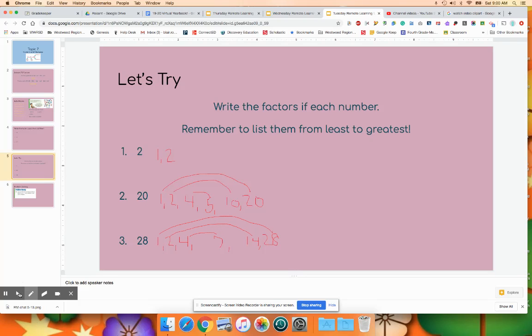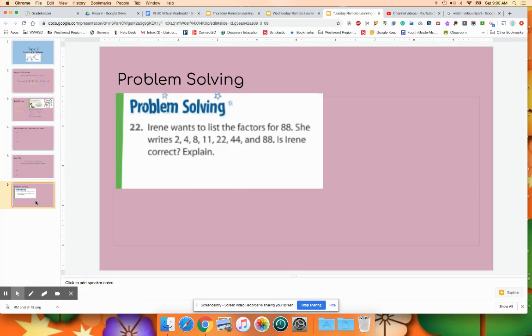Okay? I think we're going to look at one problem solving. Irene wants to list the factors for 88. She writes 2, 4, 8, 11, 22, 44, 88. Is she correct? She looks pretty good, but she forgot one thing. If you were going to think of factor pairs, I know 2 times 44 gives me 88, 4 times 22, 8 times 11. But where's 88's partner? 88 is missing its partner. Irene forgot to put 1 as a factor. Okay?